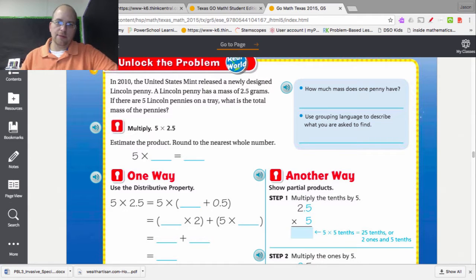Hi guys, we want to talk about some strategies that we can use for multiplying whole numbers and decimals, and I want to show you a few different ways that we can do that today.